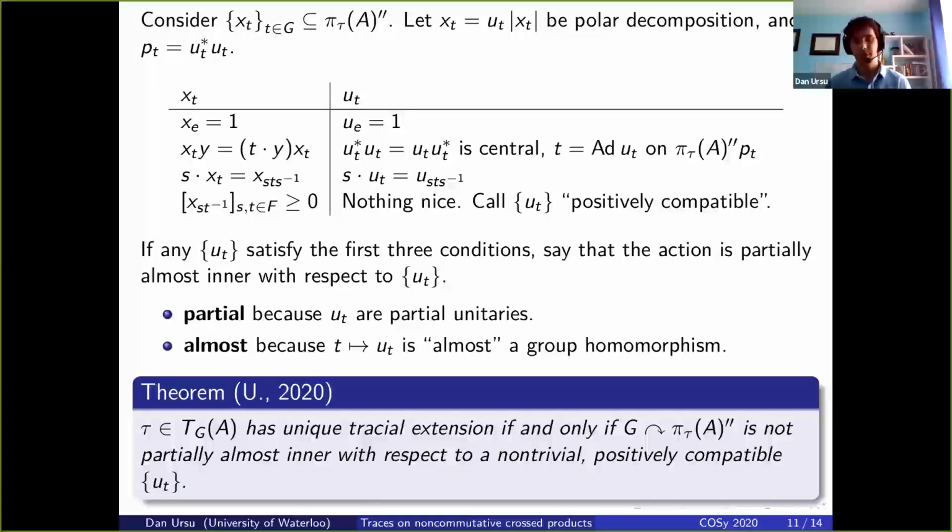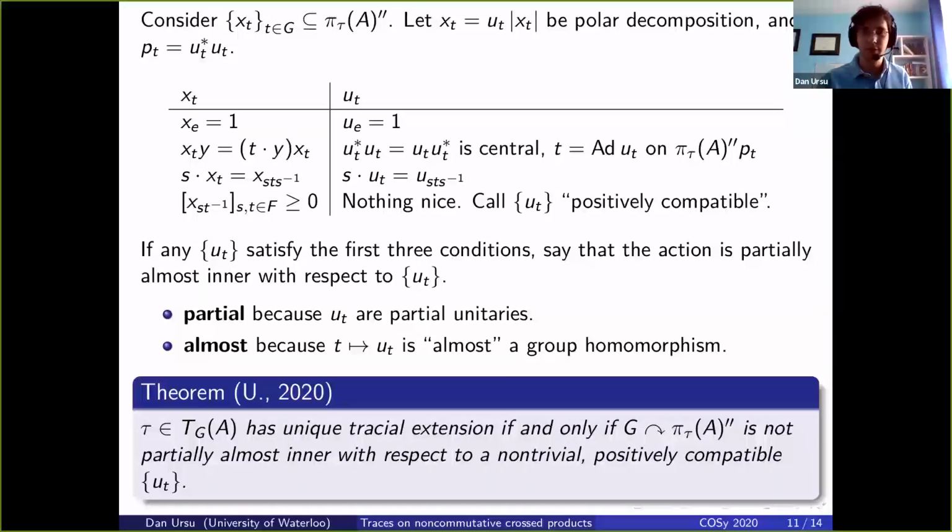So rephrasing our previous observation in terms of these partial unitaries, any fixed G-invariant trace on A is going to have a unique tracial extension if and only if the action on the double commutant is not partially almost inner with respect to a non-trivial positively compatible set of unitaries u_t. That's a bit of a mouthful. So the next question you might ask is, can you simplify this in certain cases? And the answer is yes.